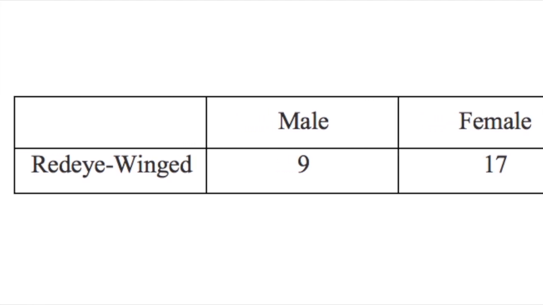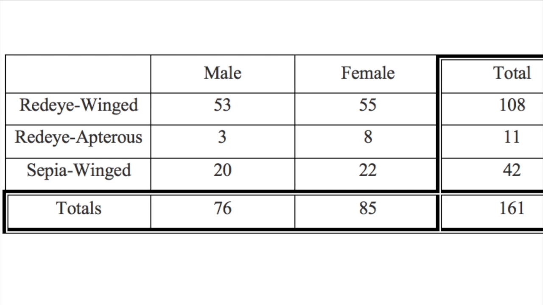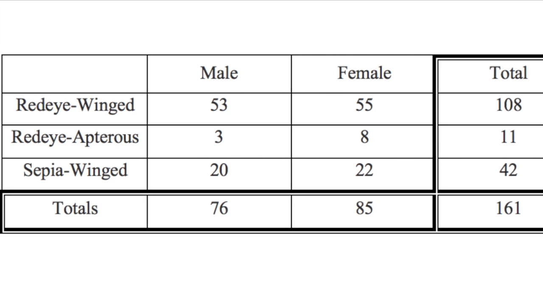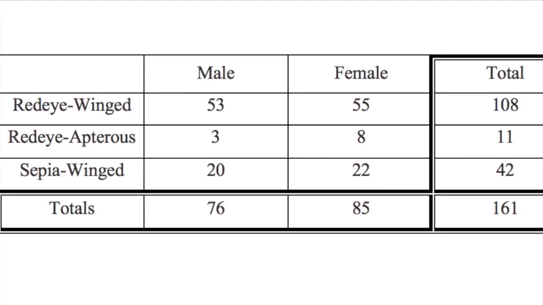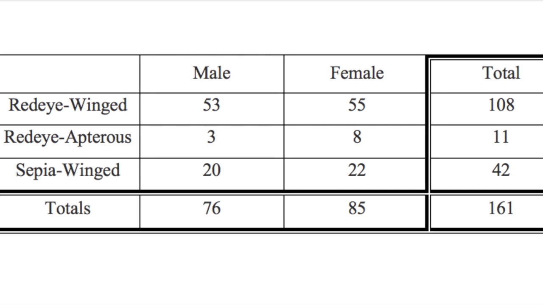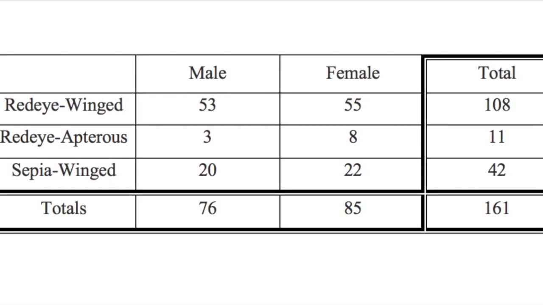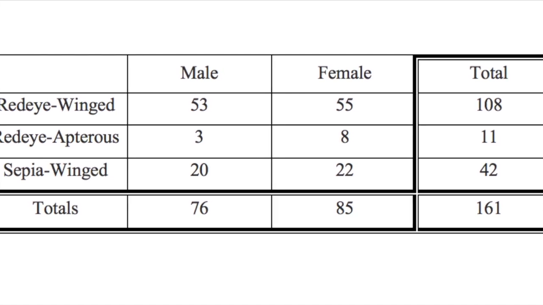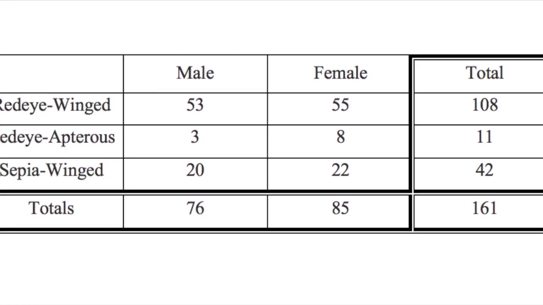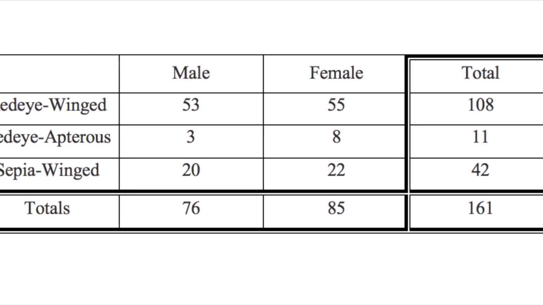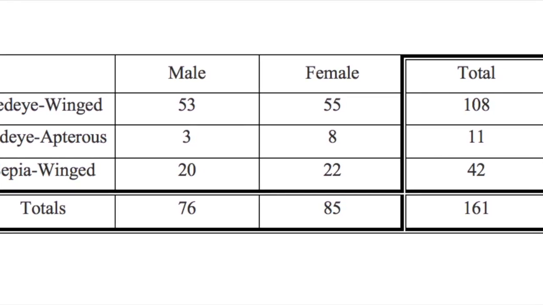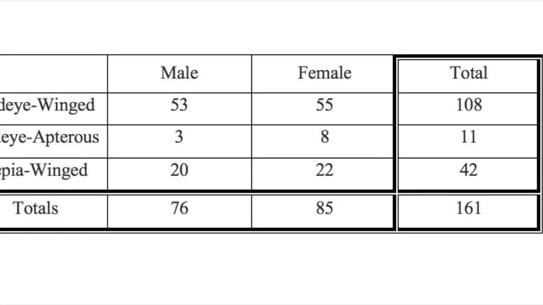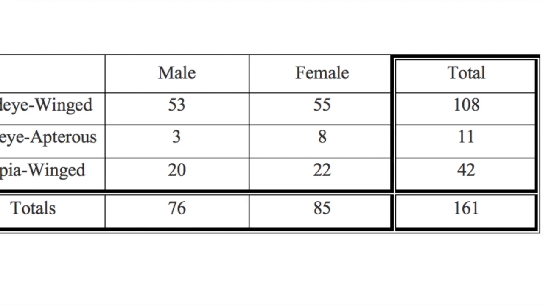After mating the F1 progeny, the results of the F2 were a total of 161 flies, 76 male and 85 female. 3 different types of flies were shown: red-eye winged, in which there were 108 total, 53 male and 55 female. The second type was red-eye apterous, in which there were 11 total, 3 male and 8 female. And sepia winged, in which there were 42 total, 20 male and 22 female.